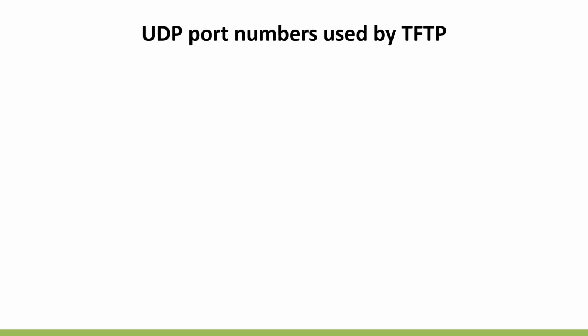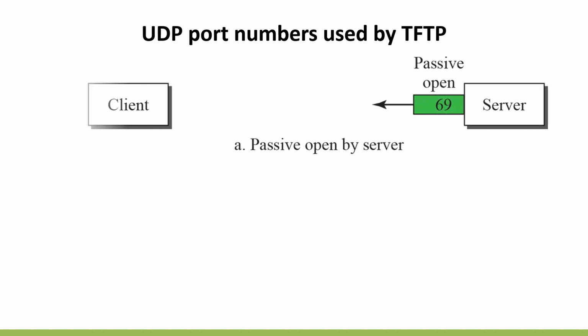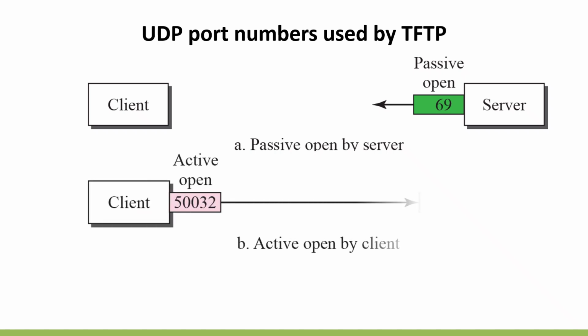Let us understand how UDP port numbers are used by TFTP. In the beginning, the TFTP server performs a passive open on UDP port 69, waiting for client requests. When a client wants to communicate, it performs an active open using a random port, for example, port 50032, and sends a request to the server's port 69.